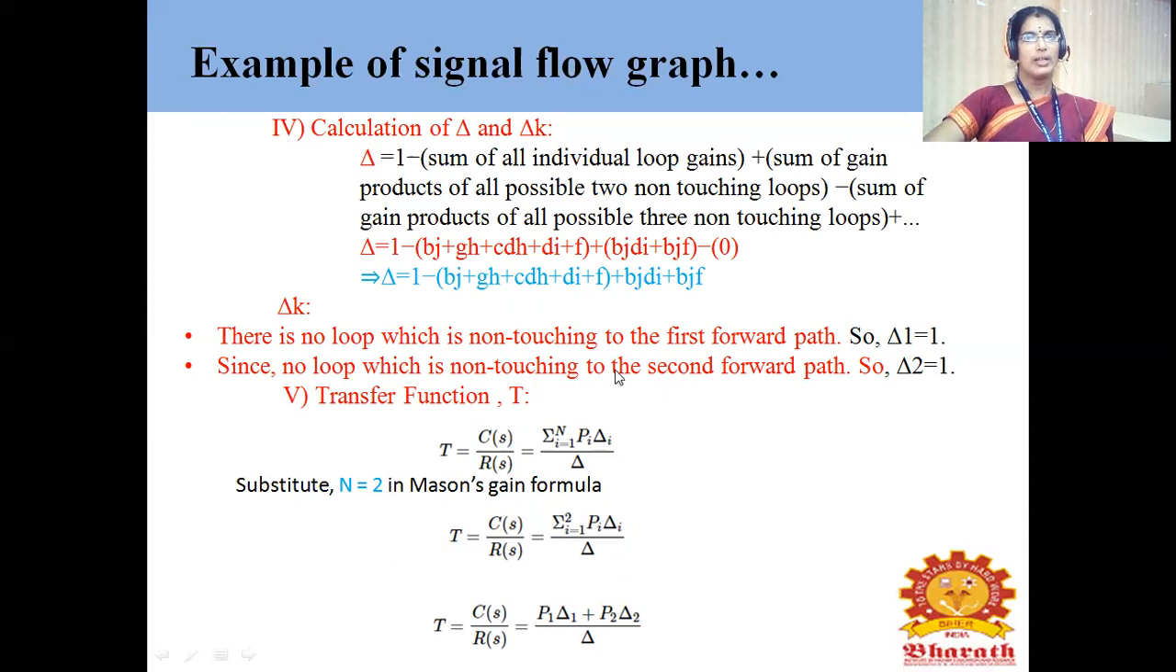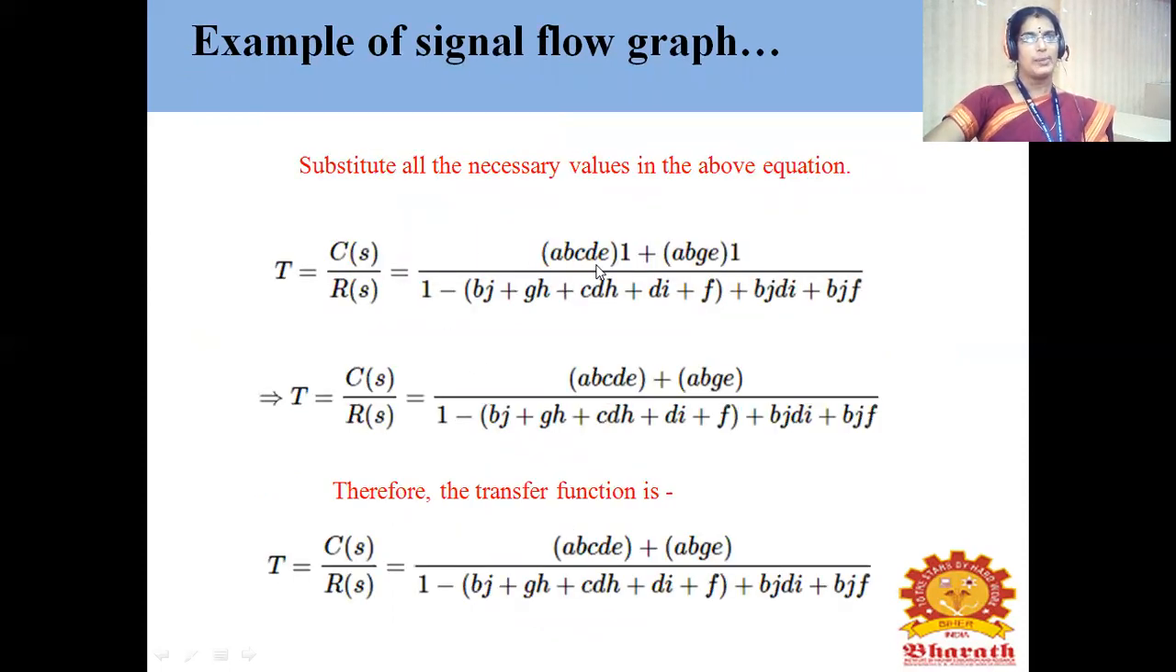Delta 2, which is not touching the second forward path. Delta is calculated using the formula in step 4. Okay, now we have all the terms. We are just substituting, and then we are multiplying the delta 1 value also.